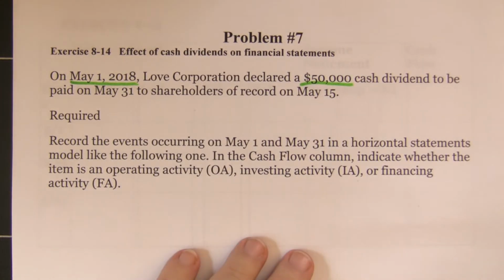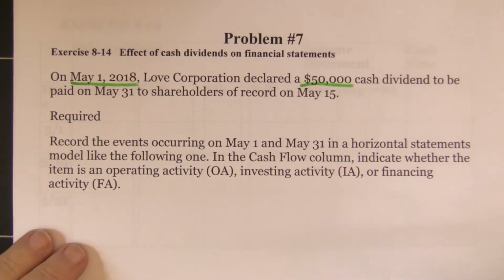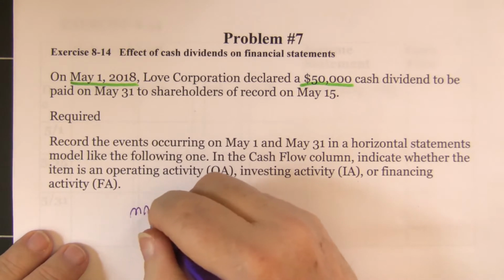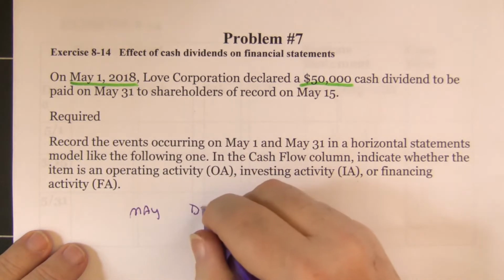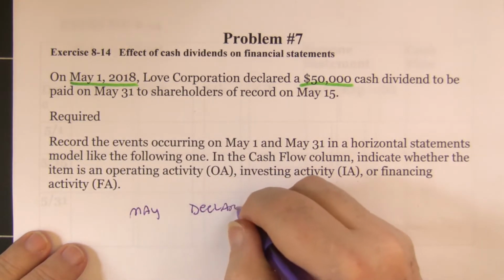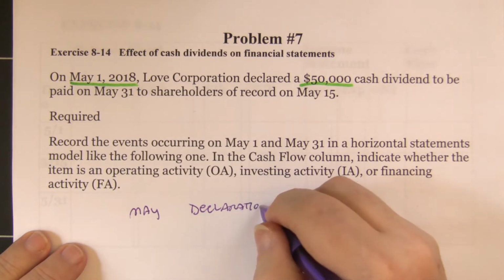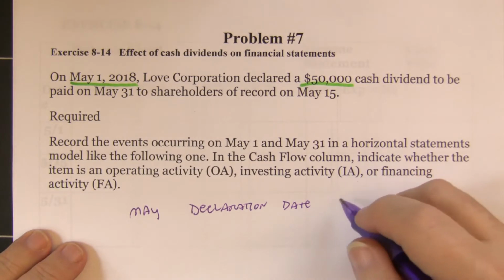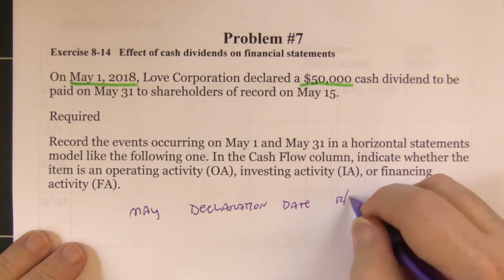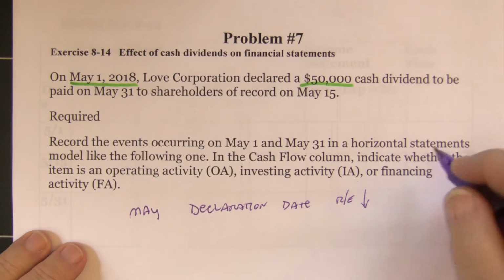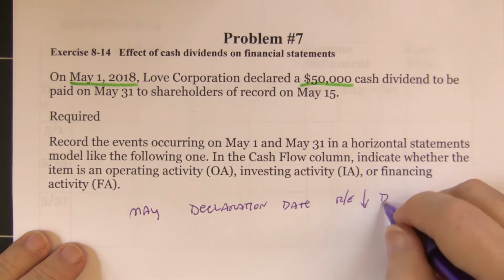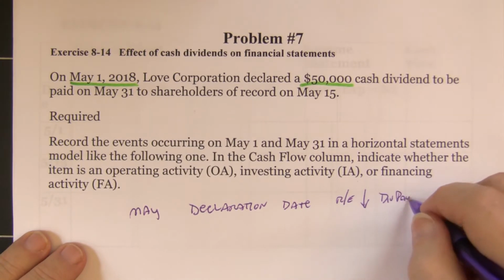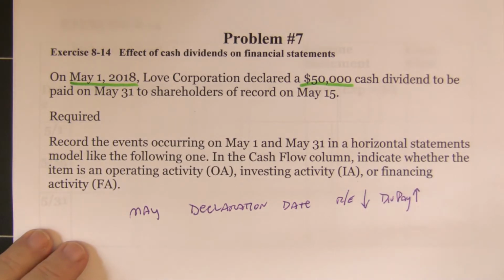That's the declaration date. So let's make a note of that. May 1st, the declaration date. And on that date, immediately, retained earnings goes down and a liability called dividends payable goes up. It's created right away.